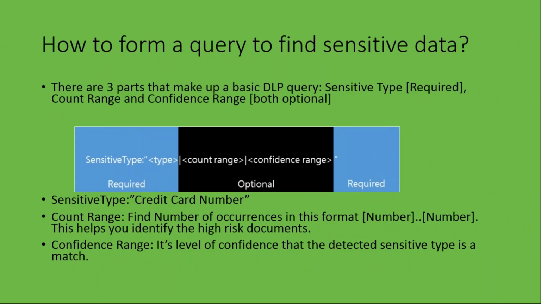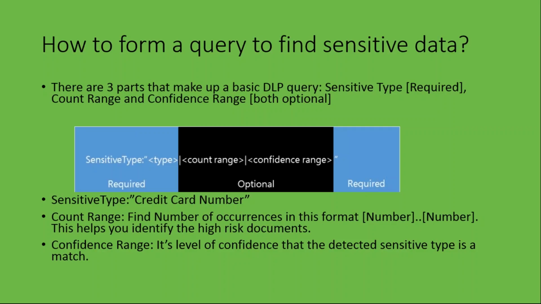Now let's see what these DLP policies look like, what their internal mechanism is, what kind of parameters there are, and what the different parts of a DLP query are. Mainly there are three parts that make up the DLP query. The first is a sensitive type, which is a required field. Second is the count range or the confidence range. And third is the ending double quote, which is required. So there are two required parts of this query.